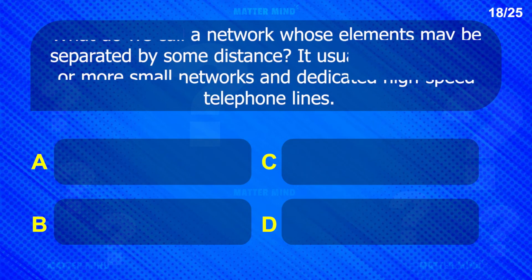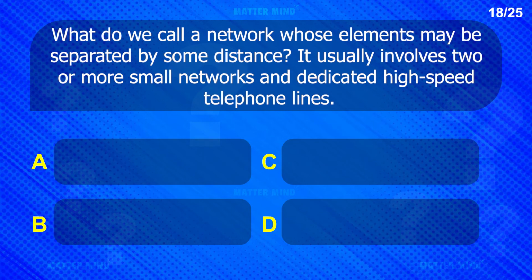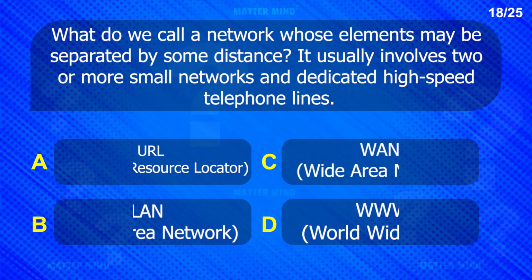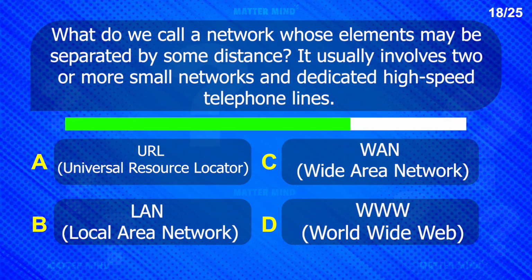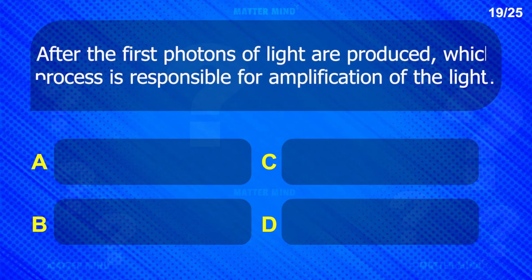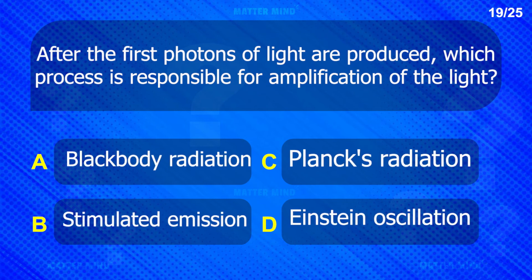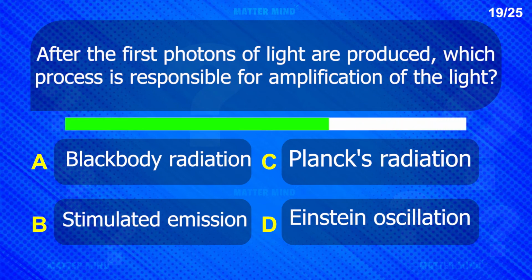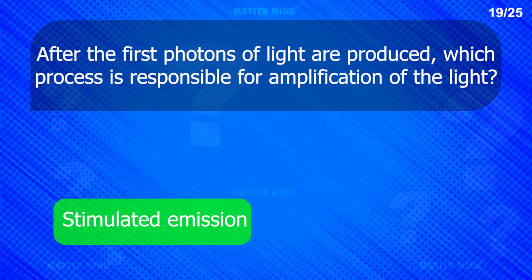What do we call a network whose elements may be separated by some distance? It usually involves two or more small networks and dedicated high-speed telephone lines. Wide area network. After the first photons of light are produced, which process is responsible for amplification of the light? Stimulated emission.